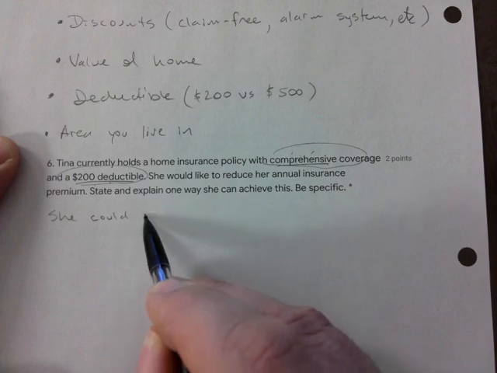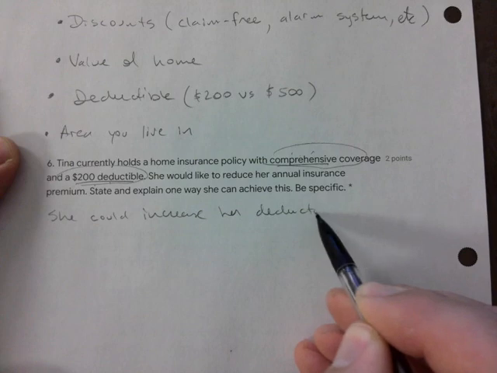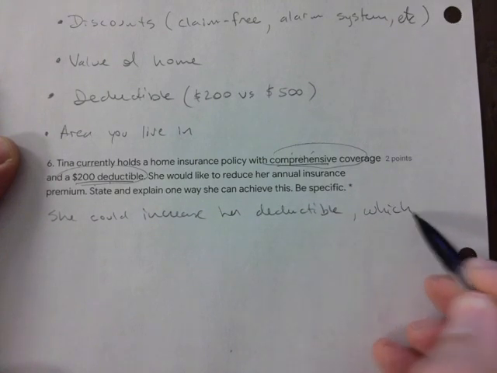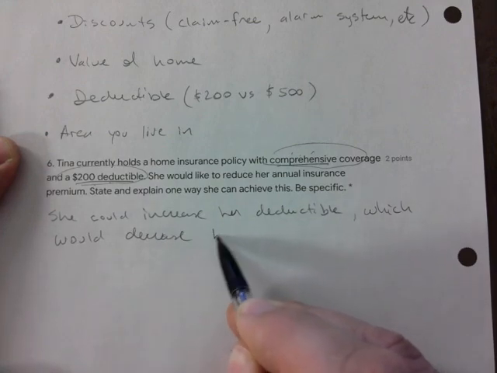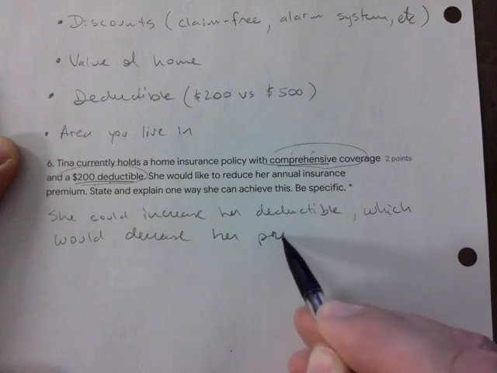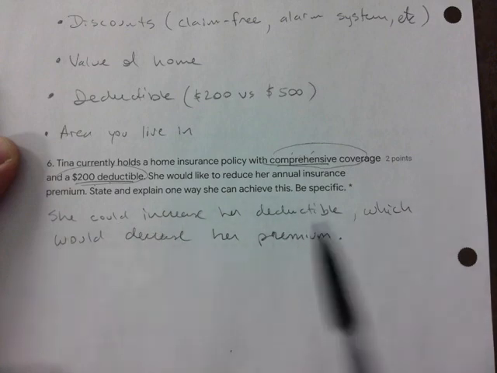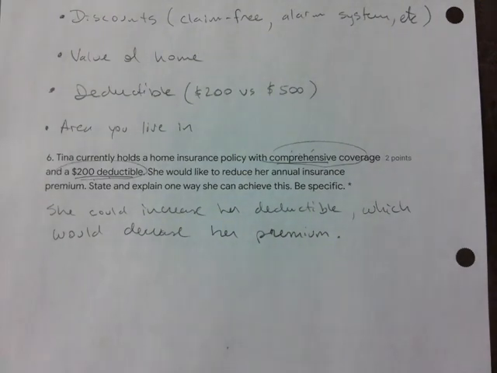She could increase her deductible which would decrease her premium. You could also say she could switch to a $500 deductible. This would bring down her premium. That's fine with me. She could change from a comprehensive policy to a standard policy. Bingo. So if you wrote a little something, you get 2 marks.